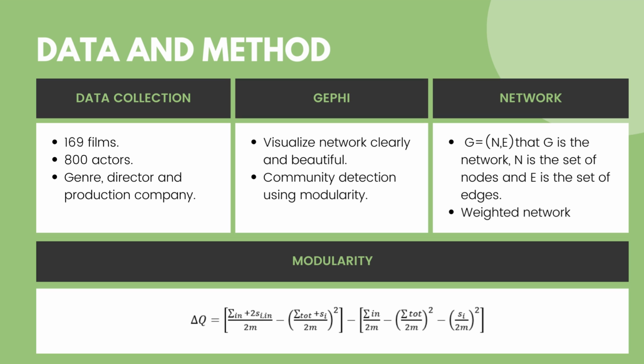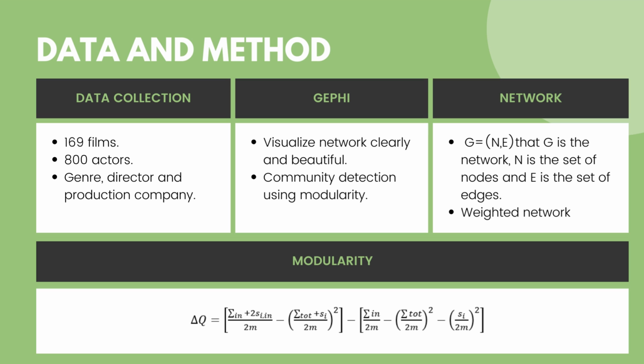Also, we do not take actors who make special appearance or cameo because they are not considered as leading actors in the film. So the data will only consist of 169 films and 800 actors. The genre, production company, and director of the films are also collected. Then the network will be constructed using Gephi, which will visualize a large network clearly and beautifully. Additionally, Gephi also has modularity for community detection.